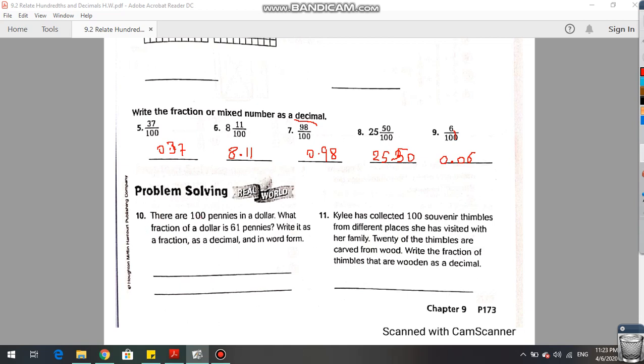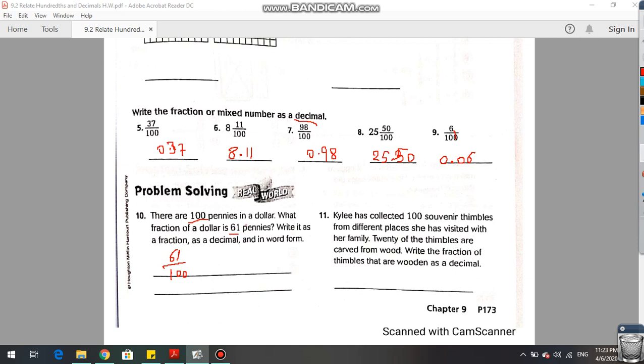Number 10, there are 100 pennies in a dollar. What fraction of a dollar is 61 pennies? Okay, guys. I have 100 pennies in total. So total is the denominator. And he wants to know what fraction of a dollar is 61 pennies. So he needs only 61 pennies.